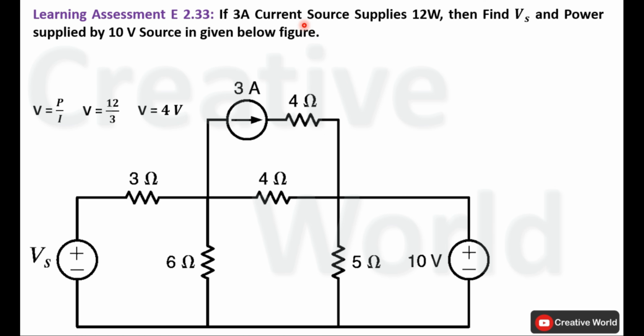In this scenario, another point is also given that this current source is supplying power of 12 watt. So in order to supply power from this current source, the current should leave from the positive terminal. The current leaving terminal will be taken with positive sign and the current entering terminal will be taken with negative sign. We can also add the calculated voltage across this constant current source, that is 4 volt.